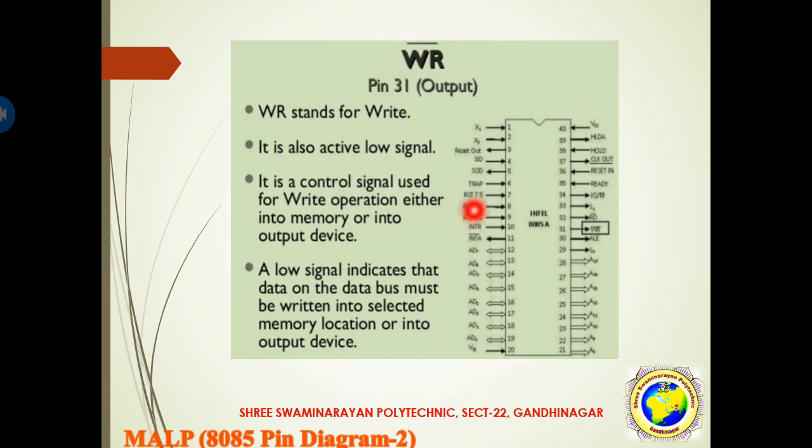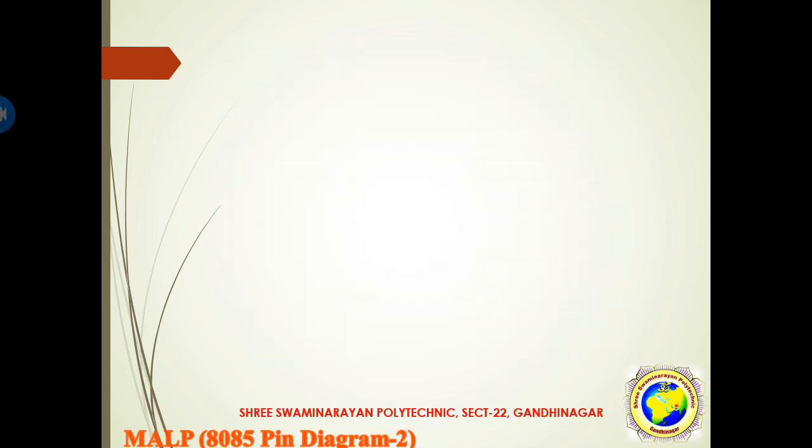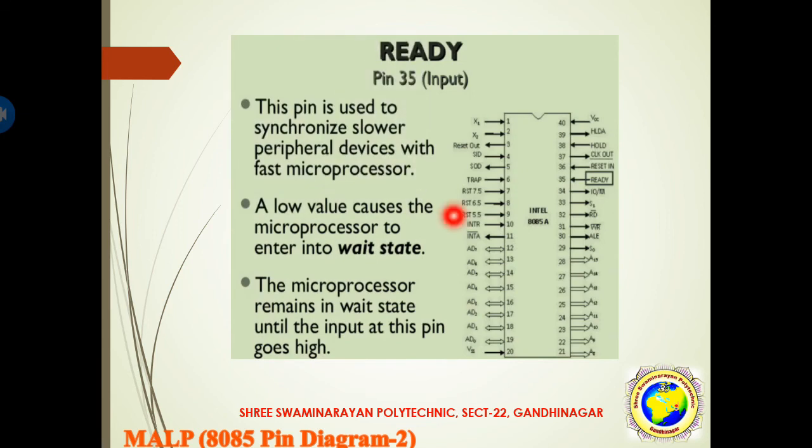In the same way, next is our WR bar. WR stands for write. Pin number is 31. It is also an active low signal. It is the control signal used for a write operation either into memory or into output devices. A low signal indicates that data on the data bus must be written into the selected memory locations or into output devices.